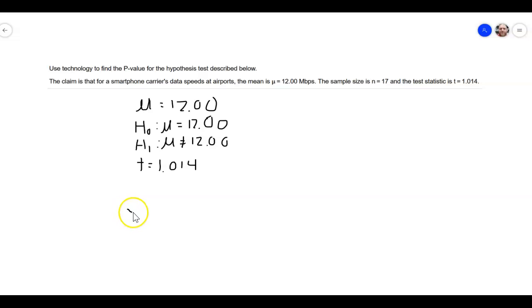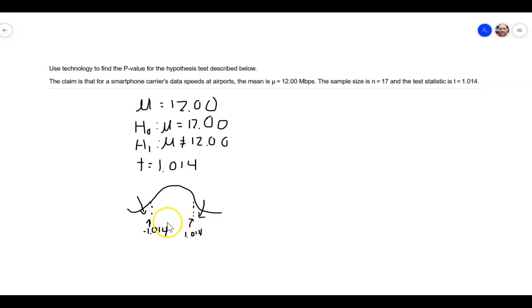Well, that basically means that we have this t distribution here. This is a two-tailed test, so we've got two tails in it. The t here, the critical value, is 1.014, and then we're also going to have a negative 1.014 here. We're trying to find the area in both of these tails. That's what the p-value is. The p-value is the area in your tails.